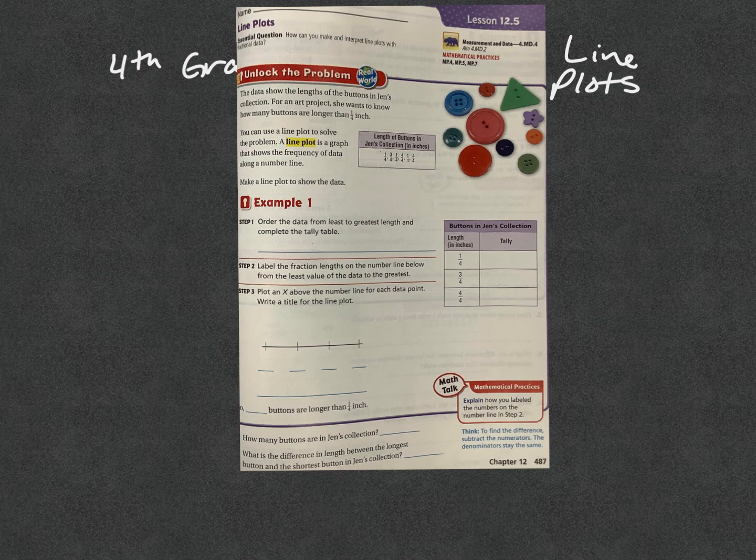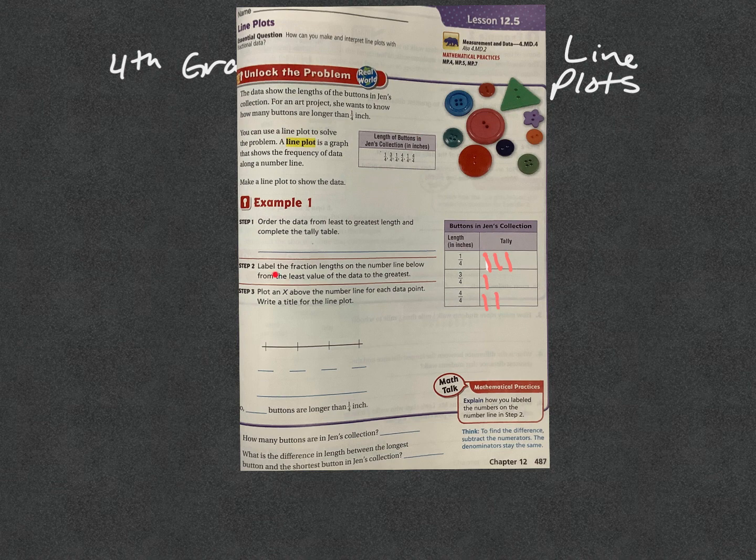So 1/4 is the smallest, then 3/4 is the next amount, and then 4/4 is the biggest amount. Let's go through this. We have a 1/4, there's one of them. Those are the tallies. 3/4, there's 1. 1/4 again, so that's another tally mark. 4/4 or 1 whole, there's a tally mark for that. 1/4 again, so there's another tally mark. And then 4/4, 1 whole.